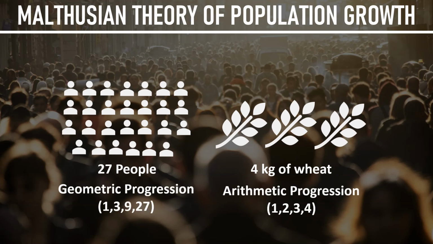So Malthus propounded that the population grows in geometric progression, which means it multiplies 1, 3, 9, 27. It's exponential growth, whereas the arithmetic progression grows in addition, 1 plus 1, 2 plus 1, 3 plus 1, 4. So due to this population growth outstripping the growth of the means of human subsistence, which are just food, clothing, etc., then at some point the resources will not be sufficient enough to meet the needs of the people. So at this point poverty would be unavoidable.